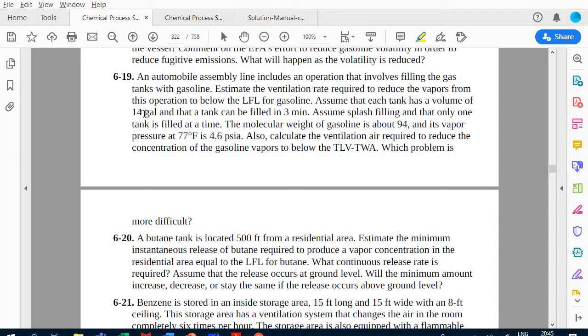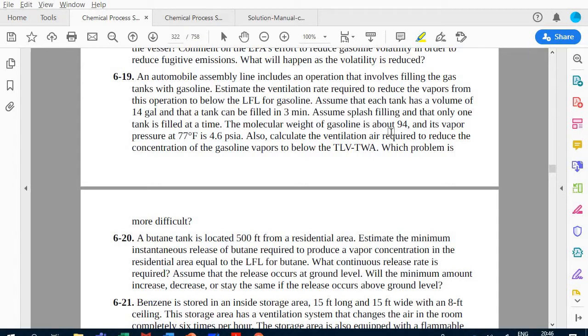Assume that each tank has a volume of 14 gallons for the car, and the tank can be filled within 3 minutes. So if you want to calculate the RF, you remember the RF, how many per minute, if you can recall from chapter number 3. Let's continue. Assume splash filling. If you can recall also from chapter number 3, if we have splash filling, phi is equal to 1, and only one tank is filled at a time. So we'll concentrate on one tank.